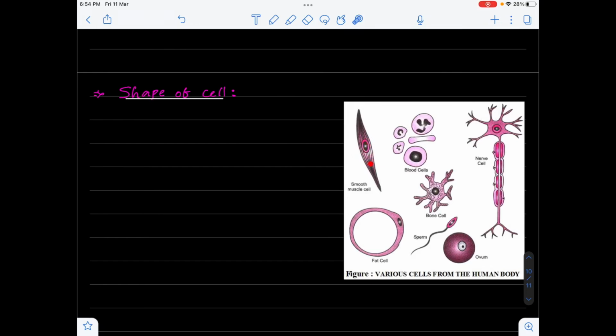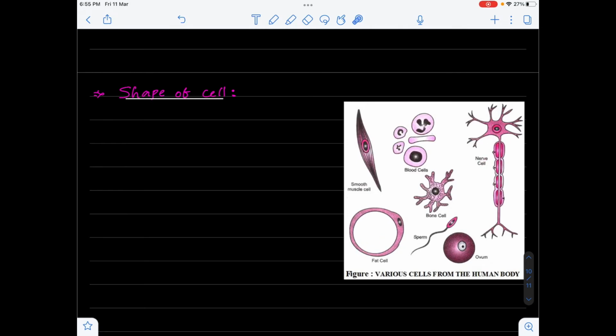This is the smooth muscle cell, and these are all the blood cells, the red blood cells, white blood cells, platelets, human nerve cell or neuron cell, and this is bone cell, this is the fat cell, ovum or egg, sperm cell. So these are all various cells from the human body. Look at these different type of cells from human body. Are all these cells are in same shape? No, different cells are in different shapes.